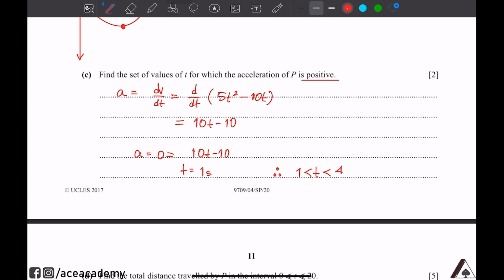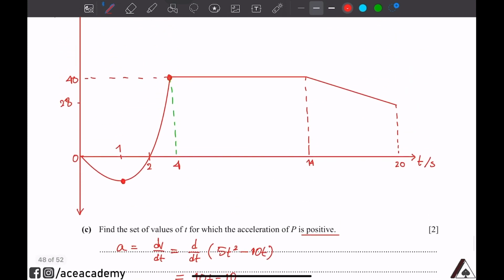Why not less than or equal to, or more than or equal to? Well, because at this point exactly, the acceleration is 0. So this point does not have a positive acceleration. Similarly, at this point exactly, acceleration is again 0 because of the straight horizontal line. And so this point is not included in our set.